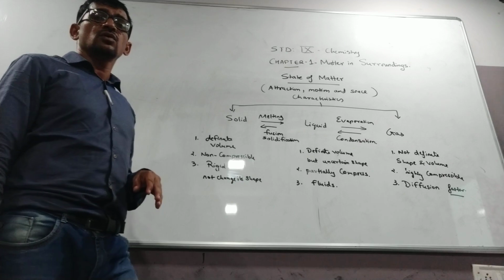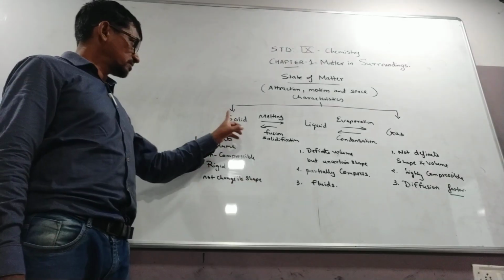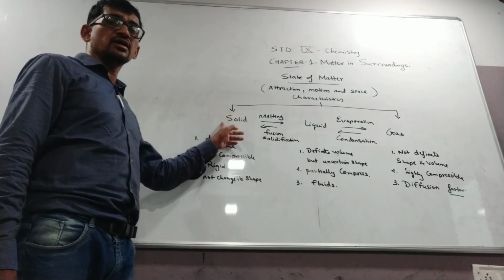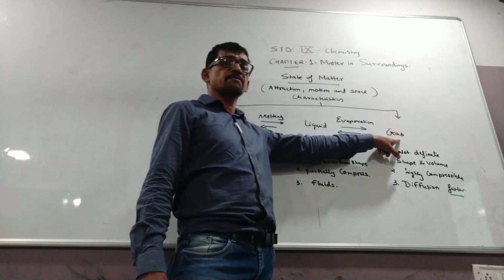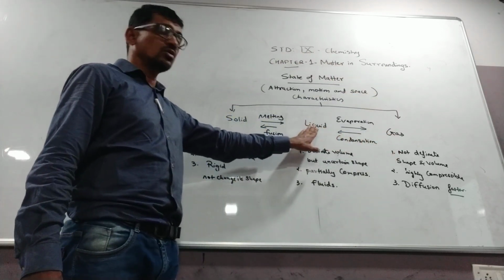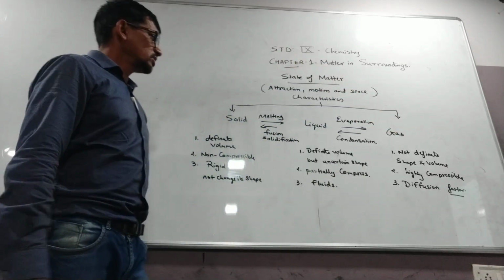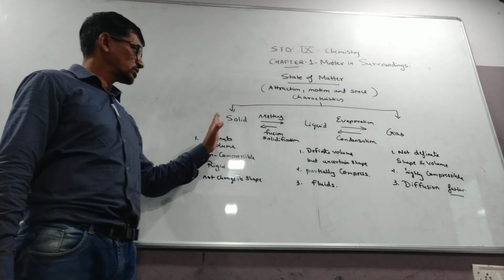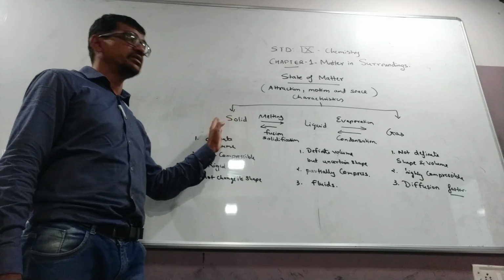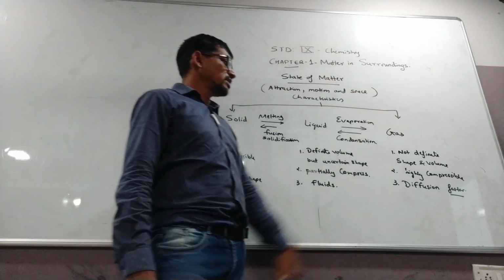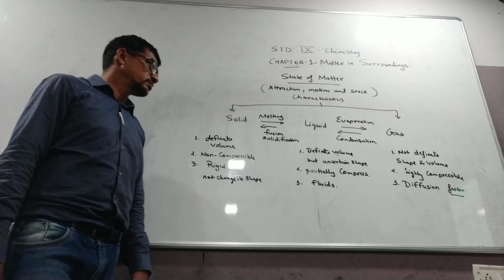Similarly, if you increase the temperature very fast, then some solids are directly converted to gaseous form. Okay, it does not convert to liquid but is directly converted to gaseous form. That is known as sublimation. Sublimation of solid. Solid directly converted to gas is known as sublimation.